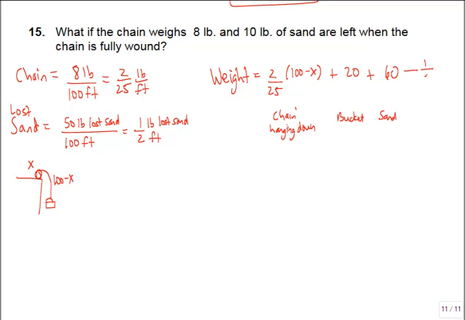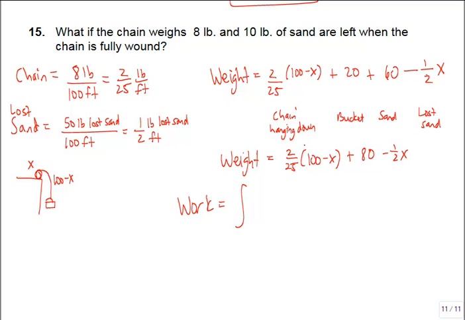Plus, we have our sand, which initially was 60 pounds, and then we're losing 1 pound per 2 feet. So 1 pound divided by 2 times the number of feet that the chain got wound up, which is what we're calling our x. So this is going to be our lost sand, that minus 1/2 x. So this weight, simplified, is 2/25 times (100 minus x) plus 80 minus 1/2 x. So our work integral is going to be just the integral of all of this weight. And we want to do this for the entire length of the chain, so my bounds are 0 to 100.